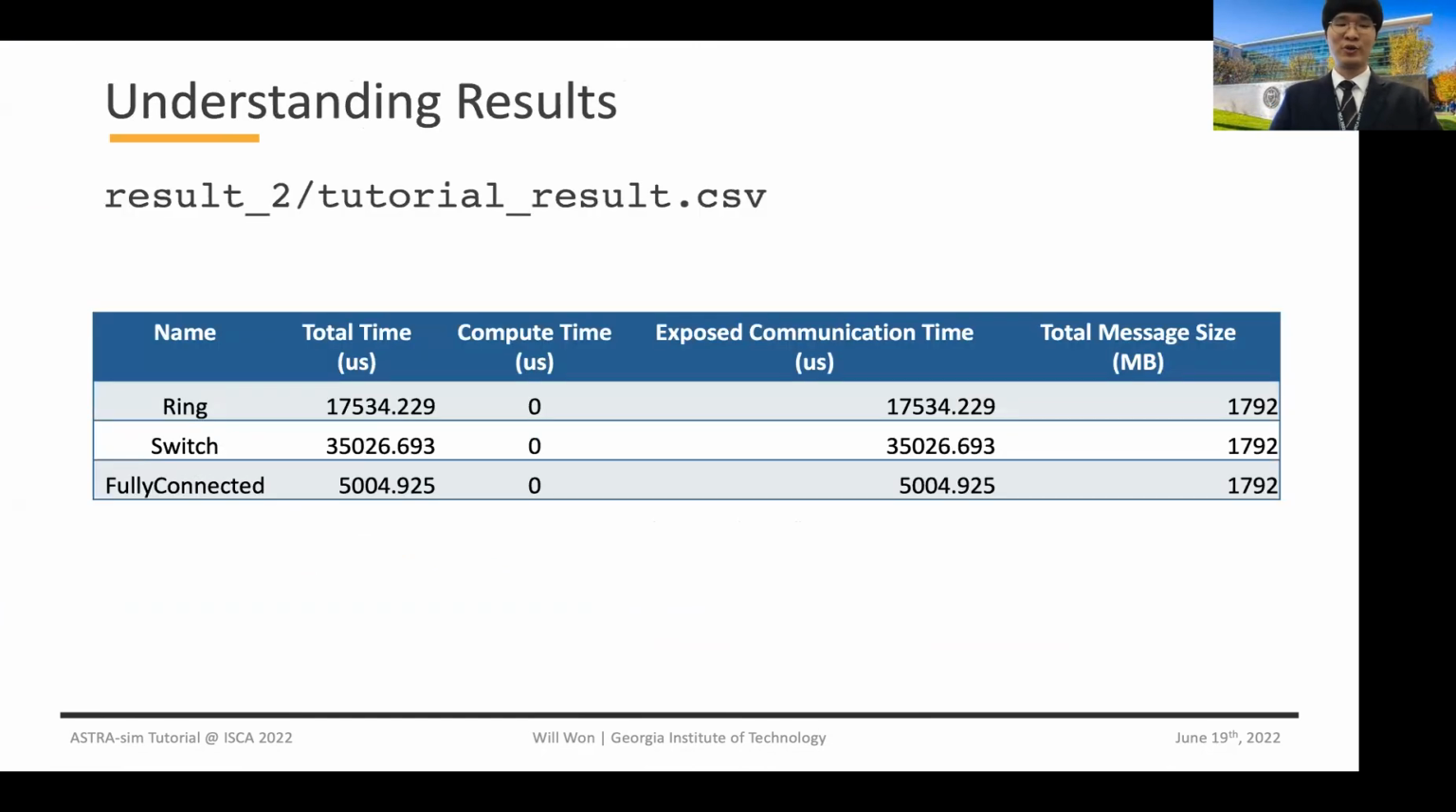So by using those more advanced input features like communication scale and total stat rows, we can run multiple ASTRA-sim runs at a single time and dump every result in a single CSV file, even without changing any workload file size or whatnot.